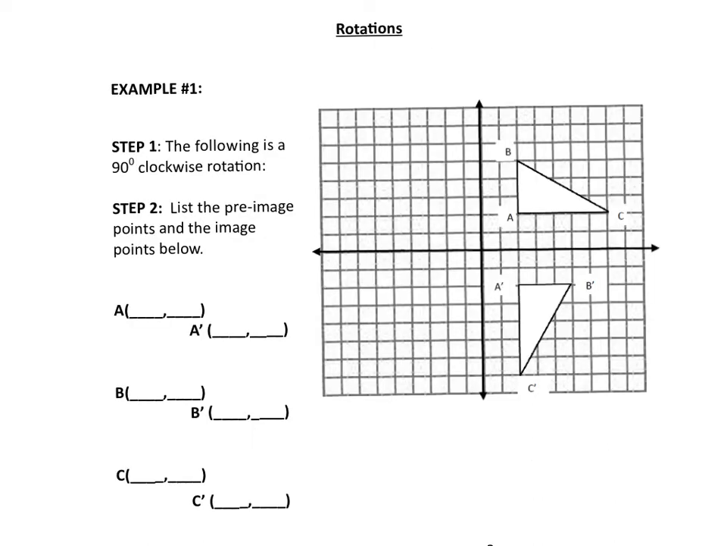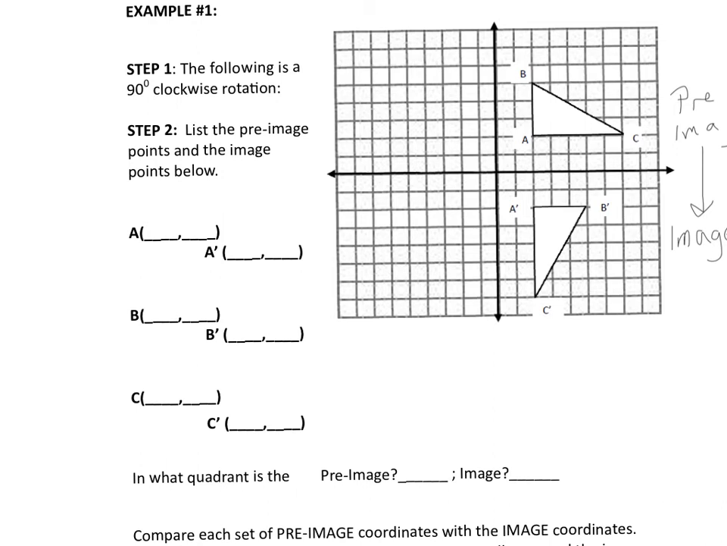Going on to page 19, example 1 says the following is a 90-degree clockwise rotation, meaning that this right here is your pre-image, and we know this because it doesn't have the prime points, and this is your image. We know that because it has the prime points. So it went from quadrant 1 to quadrant 4, which happens to answer down here that the pre-image is in quadrant 1 and the image is in quadrant 4.